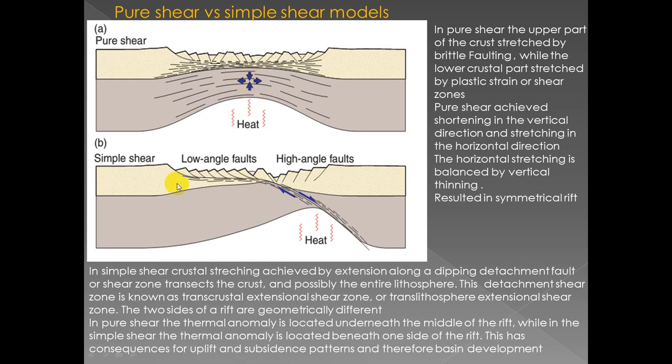This is not the case in simple shear, because the first stage is achieved by normal faulting, but in the last stage we have heat here in the center of the rift system, so we will not have what's called thermal subsidence in the later stage. Okay.